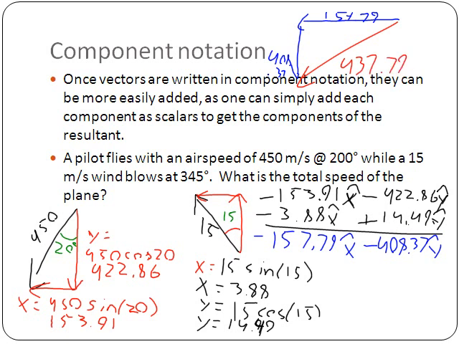Significant figure-wise, we have 450. That's two significant figures. 15, also two significant figures. So this one should be two sig figs. There is some addition that goes on here, but it doesn't look like that's going to affect it the way it sets up here. So this is going to be 400. So our final answer here would be 440 meters per second is going to be his total speed.